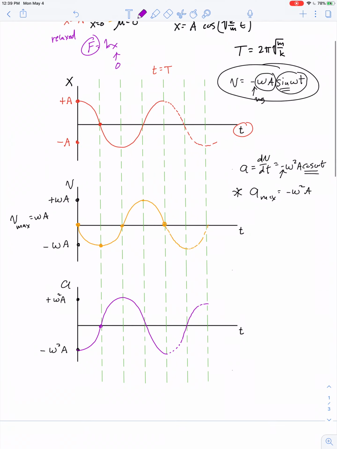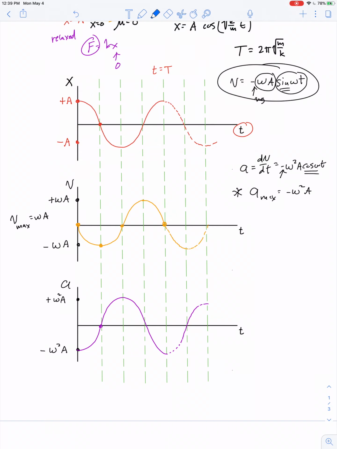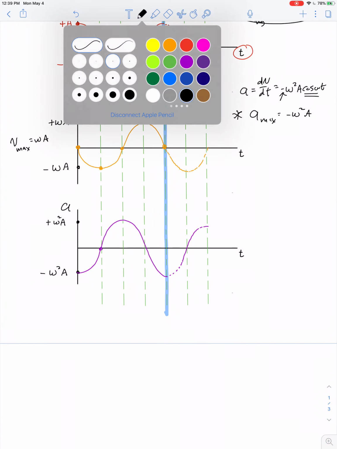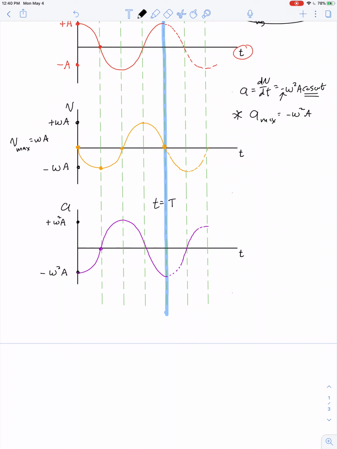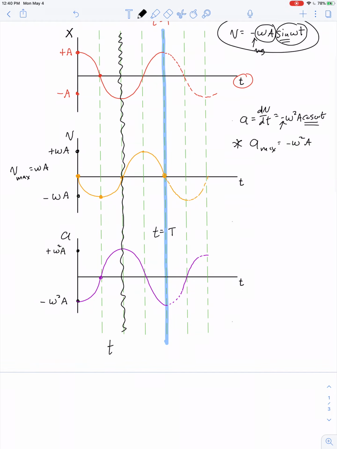So we should highlight this line. This vertical line represents one full cycle. So that's t equals capital T. We could put a squiggly on this line and say that's t equals half a period. And you can figure out then what these other vertical lines are, I guess a quarter period and 3/4 of a period. Okay.